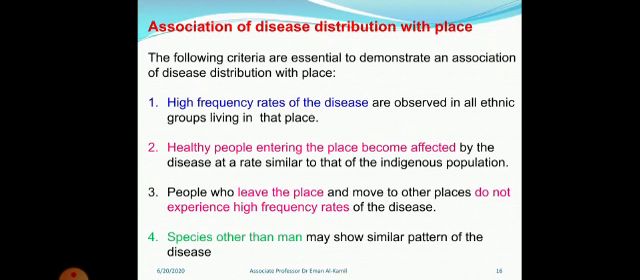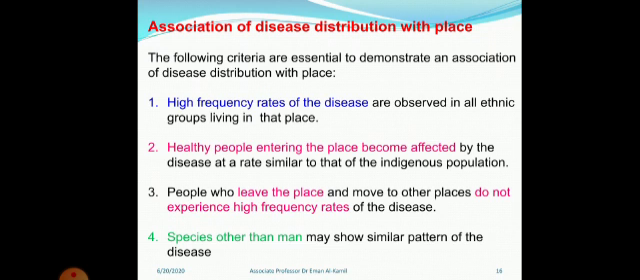Healthy people entering the place become affected by the disease at a rate similar to that in people who are already living in this place. So any individual who, for example, goes to Africa is most likely to get the disease if he didn't receive prophylaxis. That's why many people traveling to an endemic area for certain diseases, for example in Africa, take prophylaxis against malaria to prevent contracting this infection.